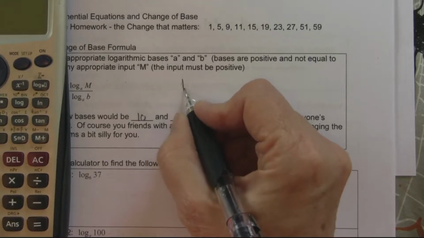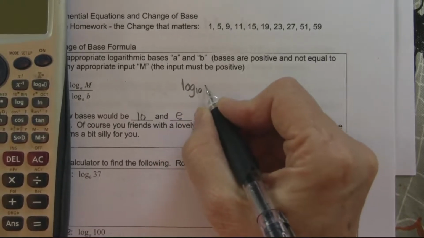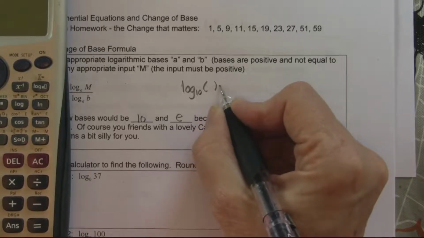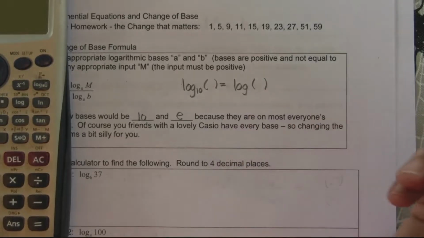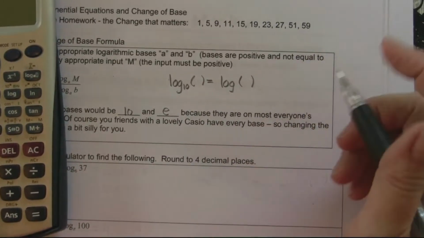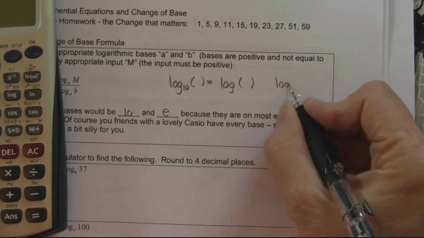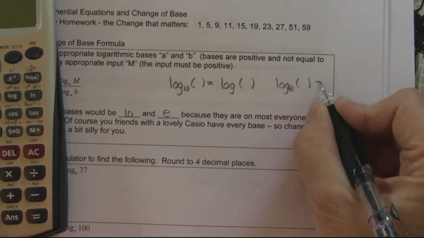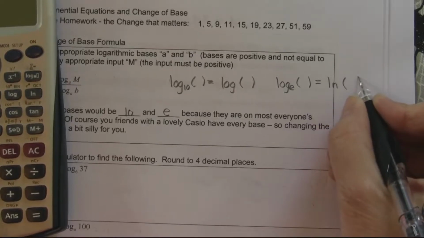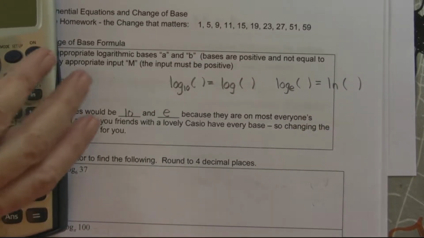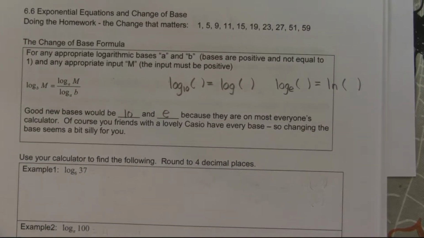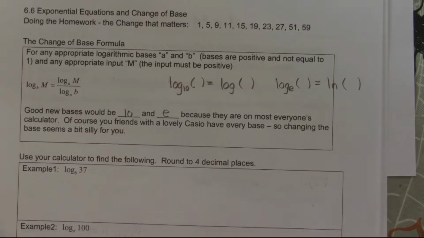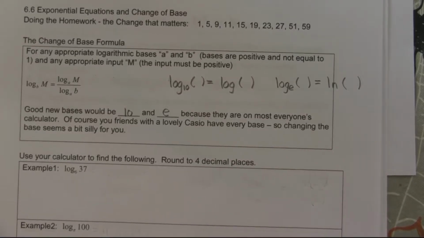So how it'll look: log base 10 of whatever input you have will equal simply log of that input. And log base e of whatever input equals simply natural log of that input. So if you have a Casio calculator, it's silly for you to even know the change of base formula. It's not necessary at all. I mean, it's okay for you to know it. Knowledge is always good, but it's not necessary.